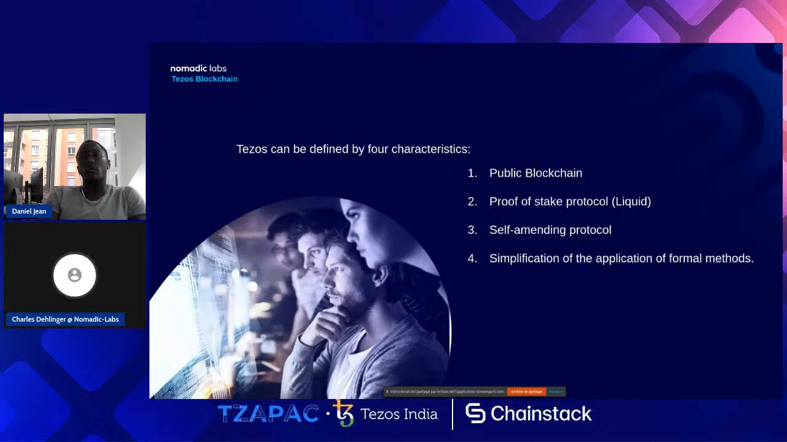The self-amending protocol is very important because anyone can submit a new protocol to the community for a vote. This allows for better adaptability and reduces the risk of hard forks, because the majority of the community must agree to make any change. The simplification of the application of formal methods is very important too, and Tezos is built to simplify formal methods.